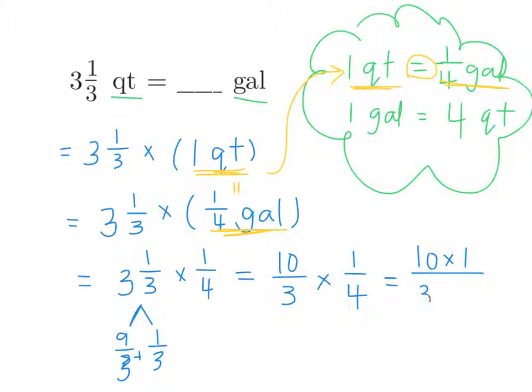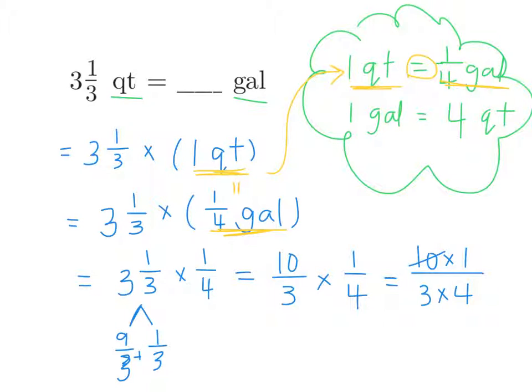10 times 1 all over 3 times 4. Very nice. Sawyer, what would come next? We can see if we have any common factors. Do we? What do you notice about 10 and 4? Are they both even numbers? Yeah. So that means that they're both divisible by 2. Good. So we can divide this by 2 over 2.